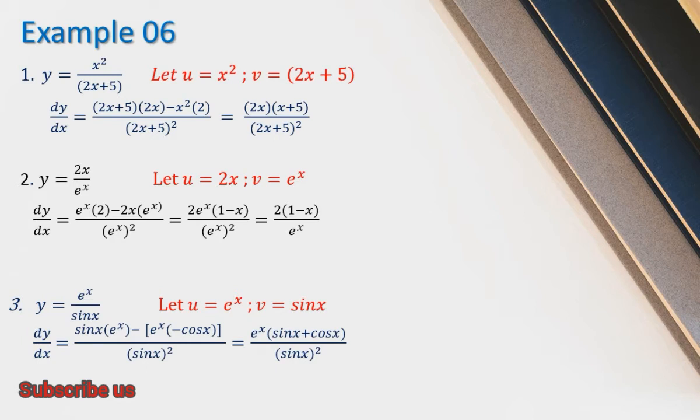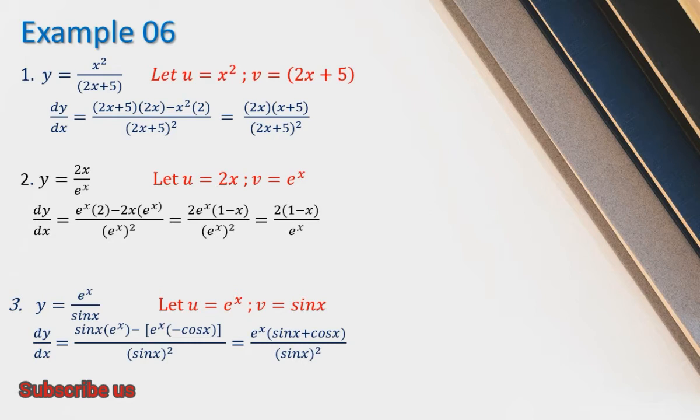Second question, y equal 2x over e to the power x. Let u as 2x and v as e to the power x. Then dy by dx equal e to the power x times the differentiated function of the numerator function, which is 2, minus 2x times the differentiated function of e to the power x, which is the denominator function, and finally divided by e to the power x whole square. Then as the final answer we can get 2 times (1 minus x) over e to the power x.